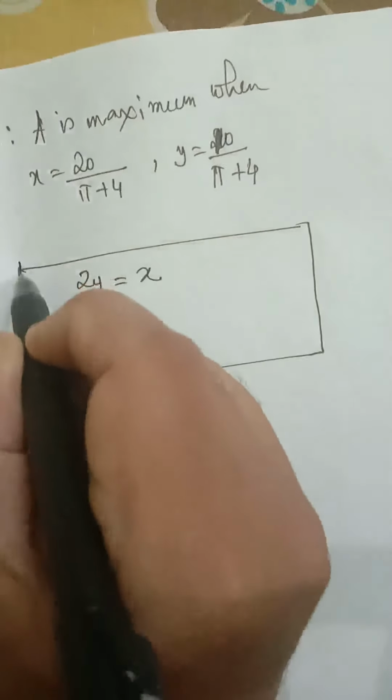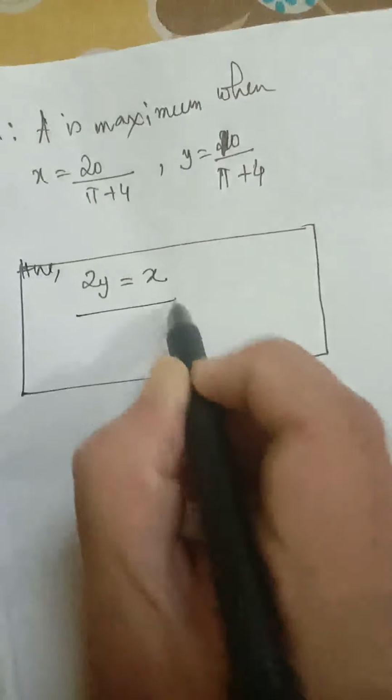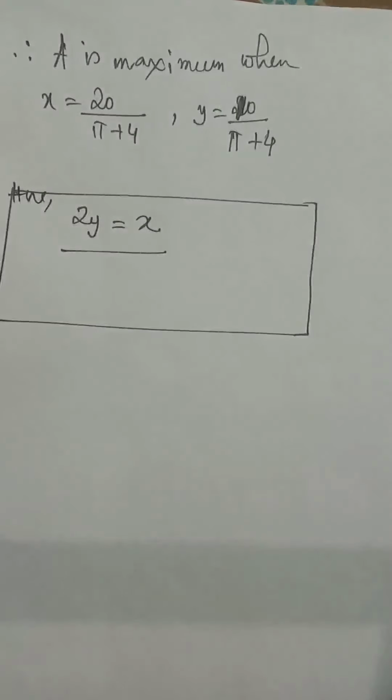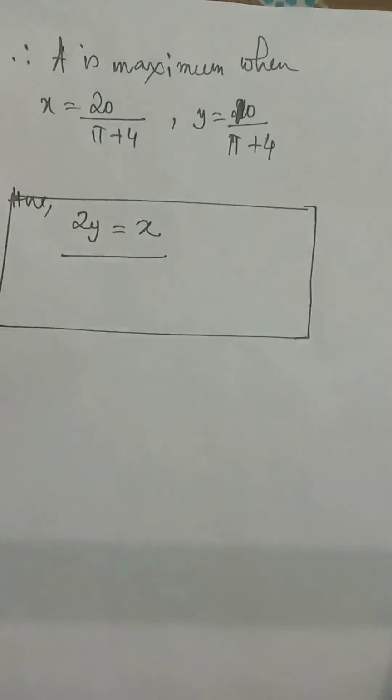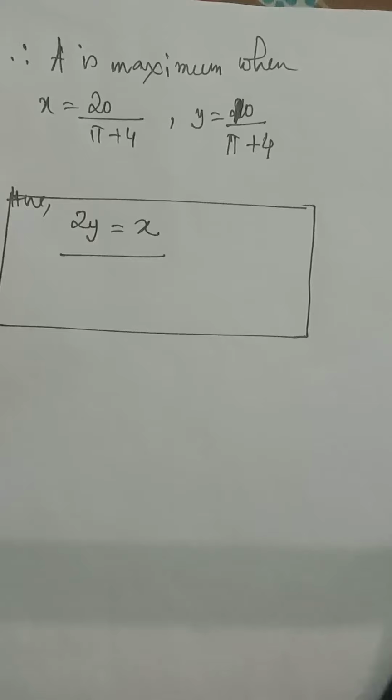Okay, so that was some questions from the topic word problems from maxima and minima. What you have to do is solve all the word problems given in the NCERT book, because these are very important. You will get 6 marks questions from this topic. In the next class I will solve some more word problems from that topic, and that will be the last class on the topic maxima and minima.